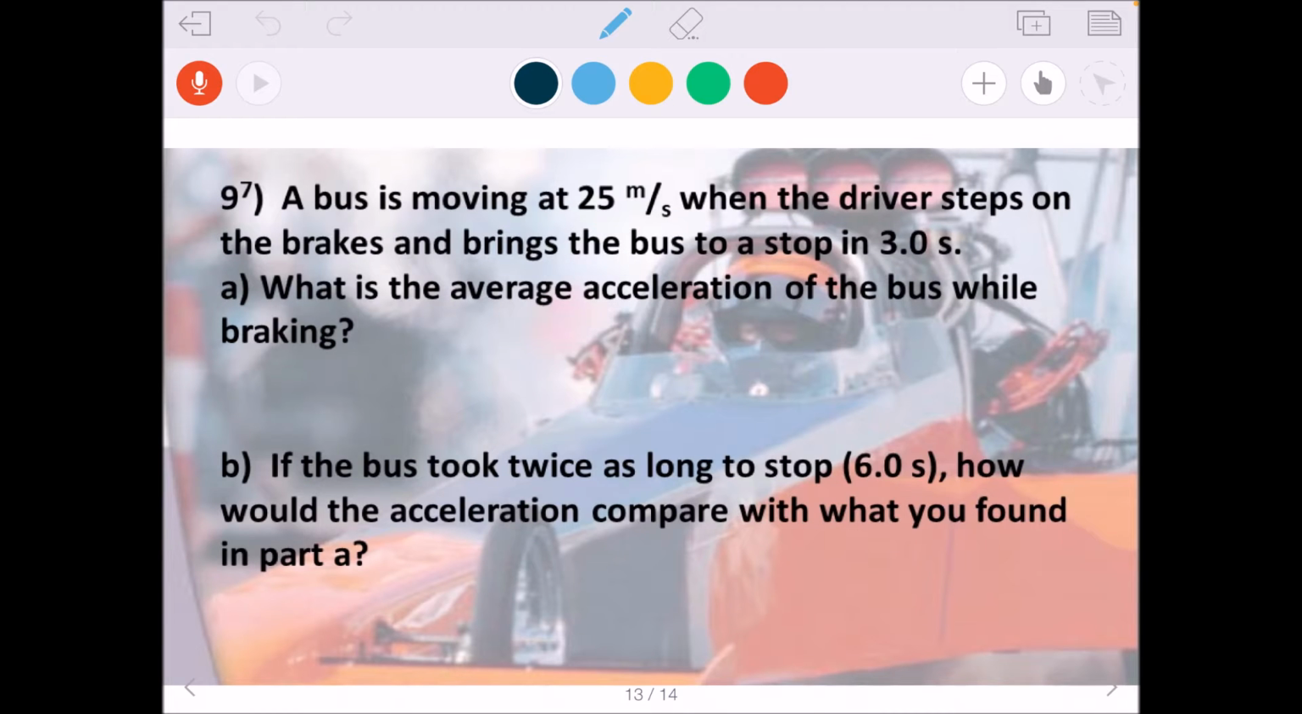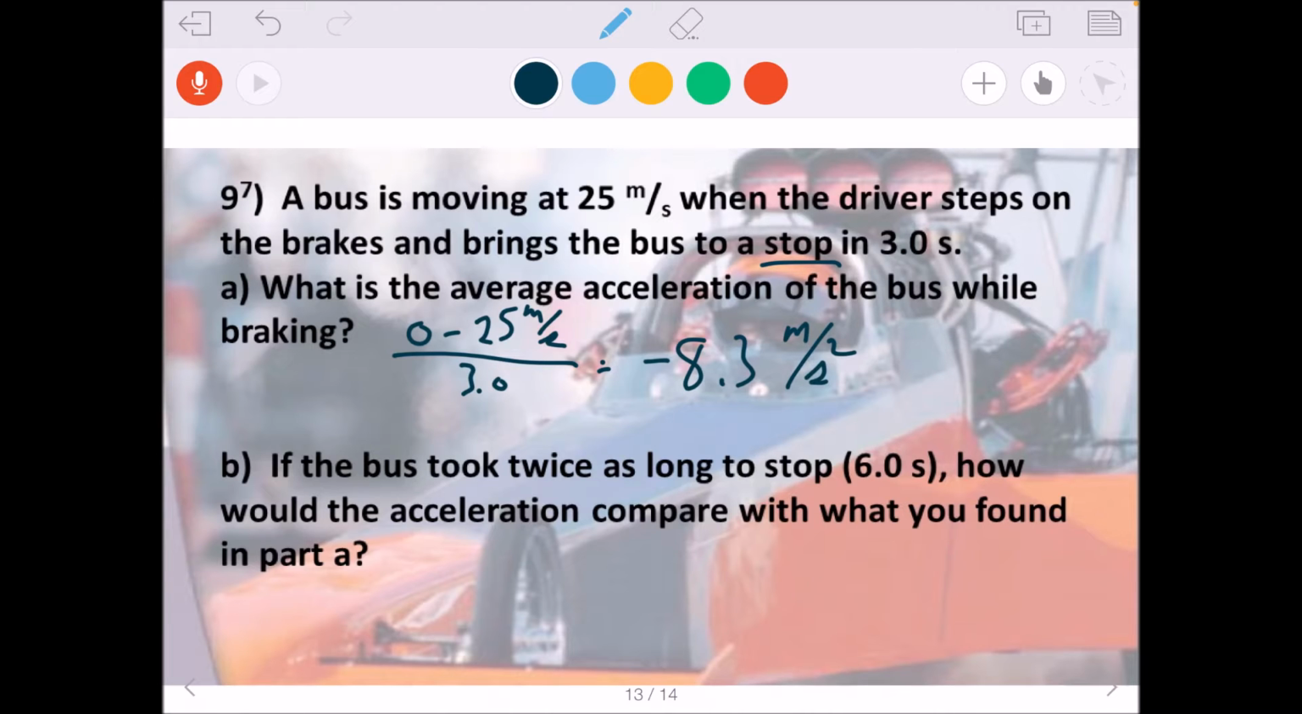Number 9. A bus is moving at 25 meters per second when the driver steps on the brakes and brings the bus to a stop in 3 seconds. What is the average acceleration of the bus while braking? Well, our final velocity, since it is at a stop, is going to be 0. So I subtract my initial velocity, which is 25 meters per second, and I'm going to divide by the time of 3.0. So when we do that, we get a negative 8.3 repeating meters per second squared. I'm limited to 2 sig figs, so it's negative 8.3 meters per second squared.